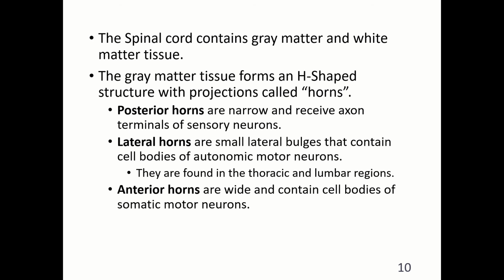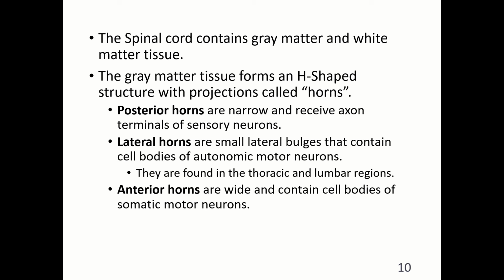The spinal cord contains gray matter and white matter tissues. The gray matter tissue forms an H-shaped structure with projections called horns. Posterior horns are narrow and receive axon terminals of sensory neurons. Lateral horns are small lateral bulges that contain cell bodies of autonomic motor neurons. Lateral horns are found in the thoracic and lumbar regions of the spinal cord. Anterior horns are wide and contain cell bodies of somatic motor neurons.